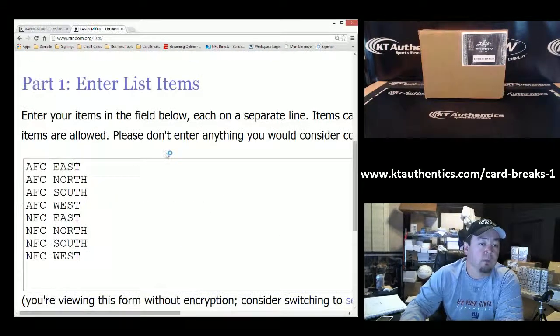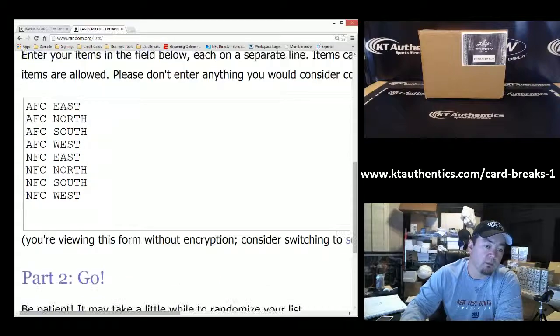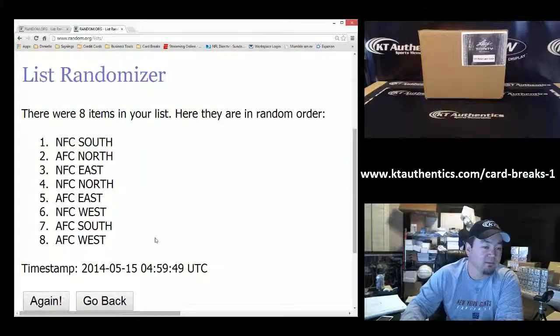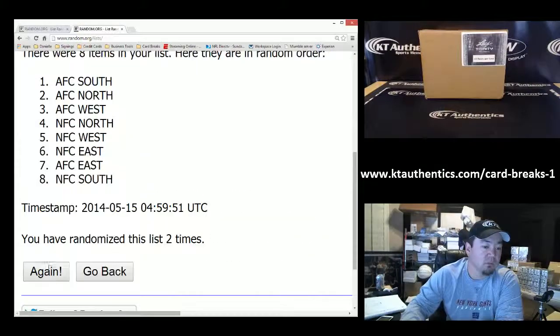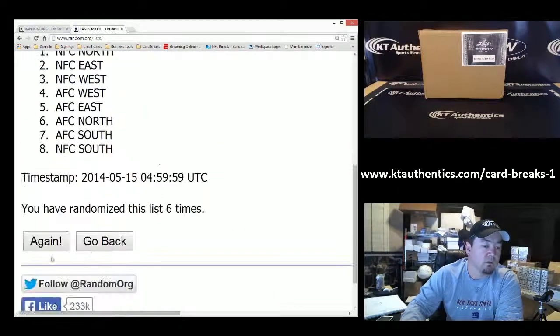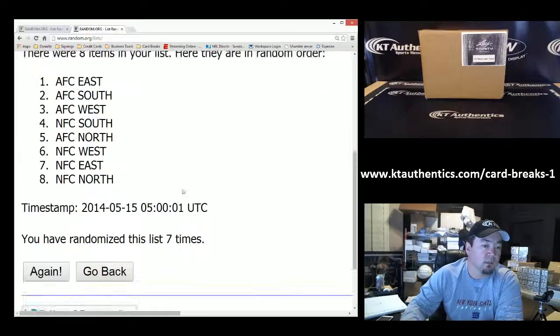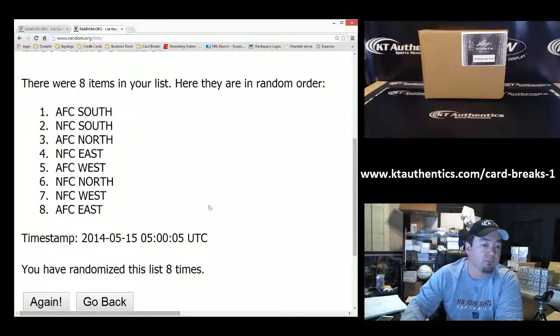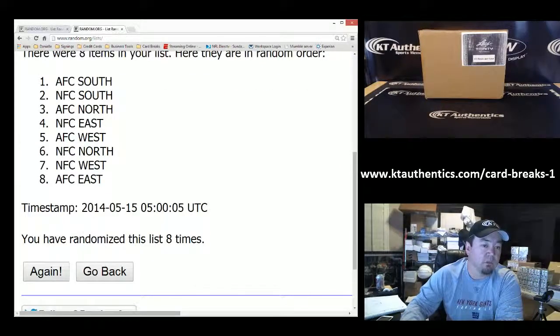All right. There are the divisions: AFC East, North, South, West. NFC East, North, South, West. We're going to go eight times on this one. Here we go. One, two, three, four, five, six, seven, and last but certainly not least, number eight. AFC South on top, AFC East on the bottom. We went a total of eight times. There you go.